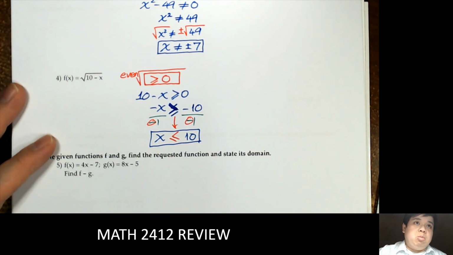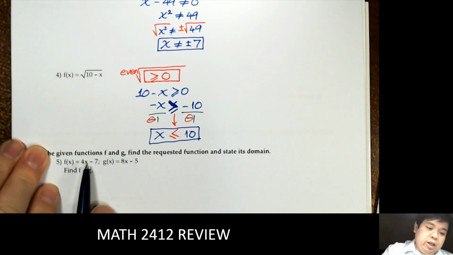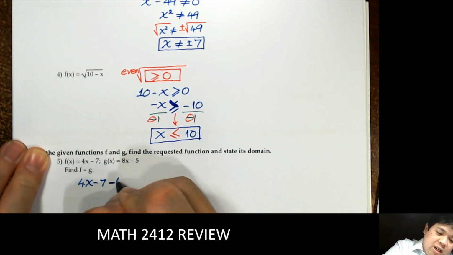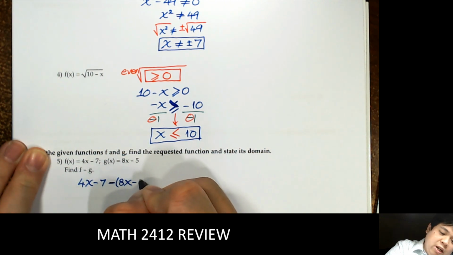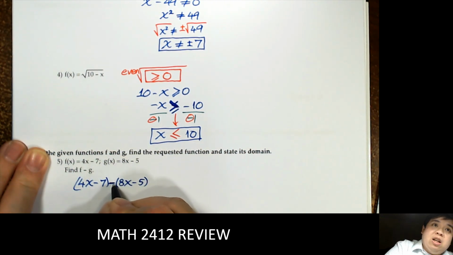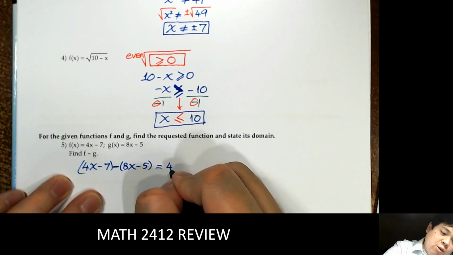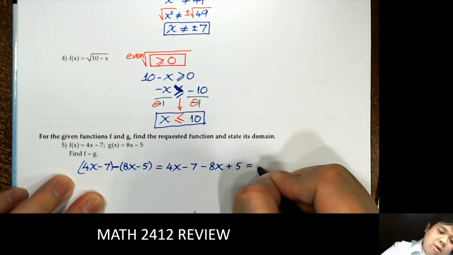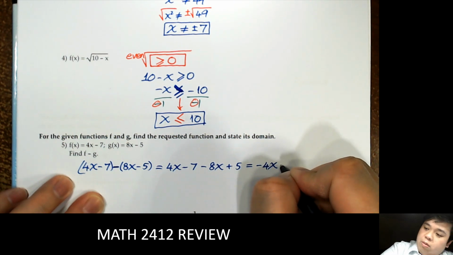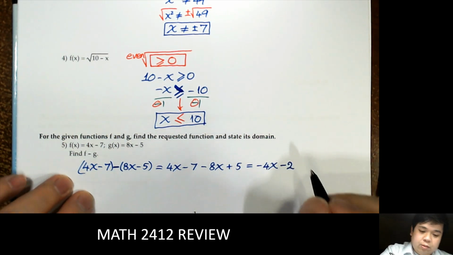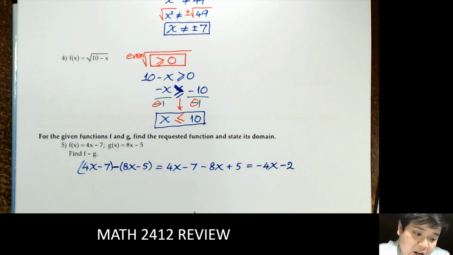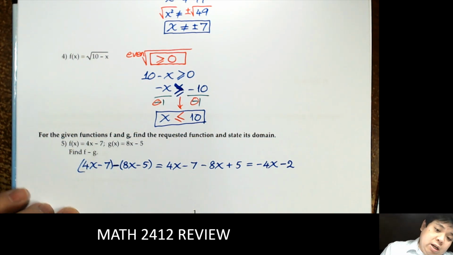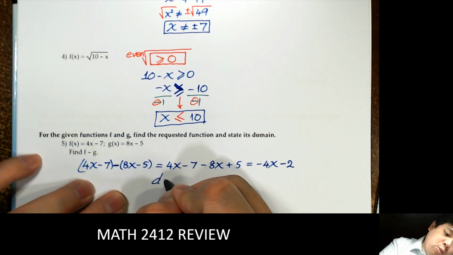The next one is pretty obvious. Function f minus the function g, so we just subtract them. The only thing we need to pay attention to is that the second function should be in parentheses, so that the negative affects everything after that. So for x minus 7 minus 4x plus 5, that gives us minus 4x minus 2. What is the domain of this function? It is a polynomial, so it is defined everywhere, and the domain will be all real numbers.